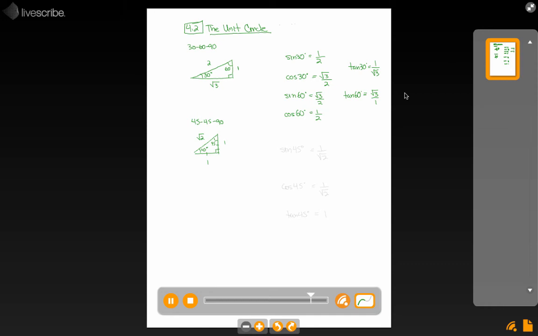Now if I move down here to the second special triangle, the 45, 45, 90 degree triangle, we don't have as many angles to deal with because 45 is repeated in there, but we can say what sine of 45 degrees is, and it's 1/√2. What cosine of 45 degrees is, which happens to also be 1/√2, and what tan of 45 degrees is, which is 1/1.